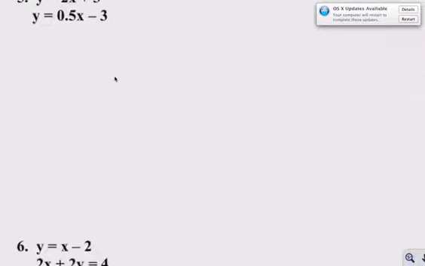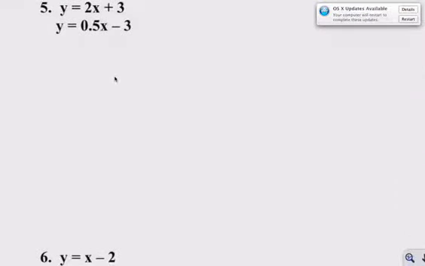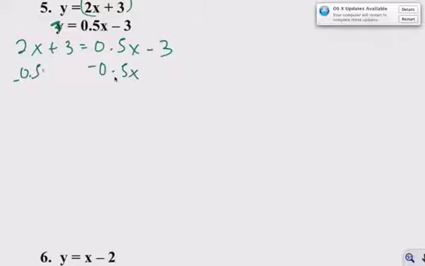Next page, you do the exact same thing. Okay, you substitute this into here, so you get 2x plus 3 equals 0.5x minus 3. Okay, minus 0.5x, minus 0.5x. Use a calculator if you don't get 1.5x. Plus 3 equals 0 minus 3, which is negative 3.